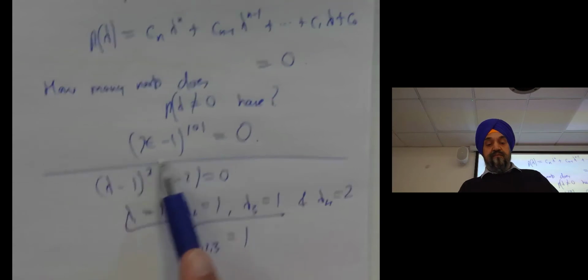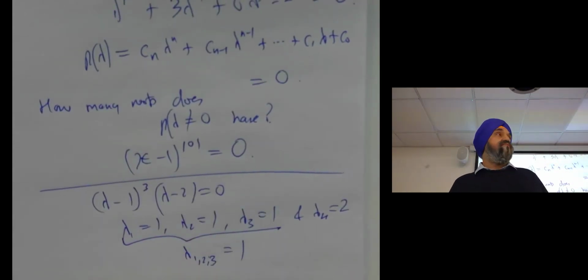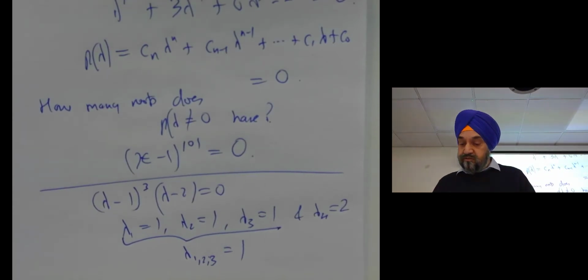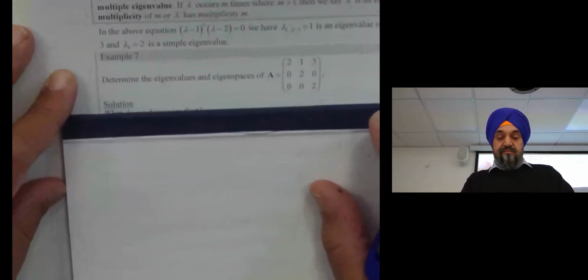Like this one here, if (lambda minus 1)^101, it would have a multiplicity of 101. That's the terms we tend to use. Okay, let's determine the eigenvalues and eigenspaces of this matrix. Let me write it down. Let's find the eigenvalues, and then we'll find the eigenspaces as well.